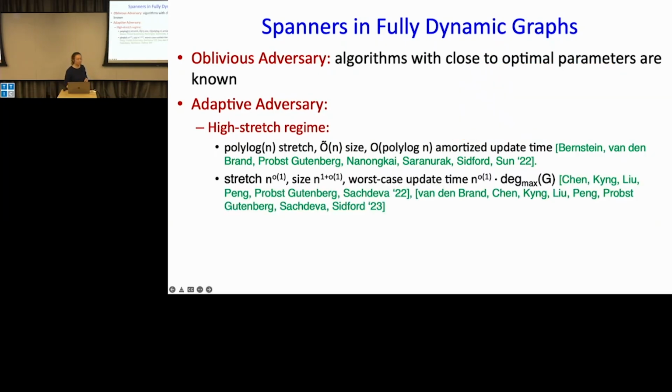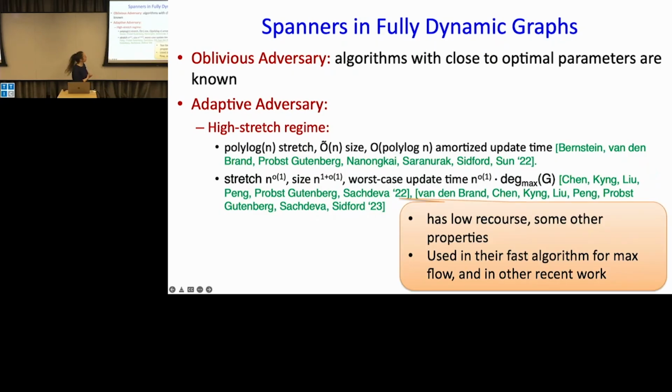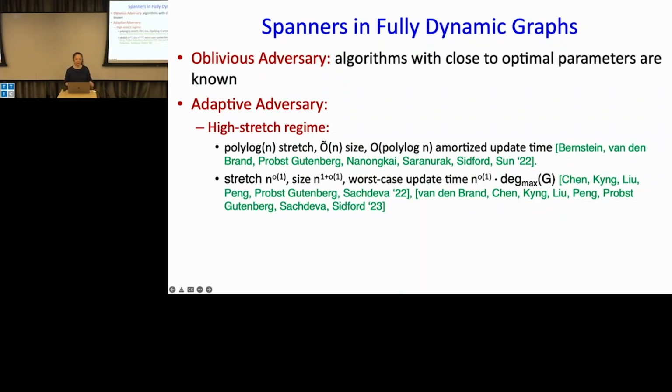I'm also going to mention this other paper, which gets slightly worse guarantees in the update time. But the reason I want to mention it is that this paper produces a spanner that has additional useful properties, such as low recourse and some other properties. And it is this spanner that was used in the almost linear time algorithm for max flow, and these properties were important there. So again, the high stretch regime is pretty well understood.